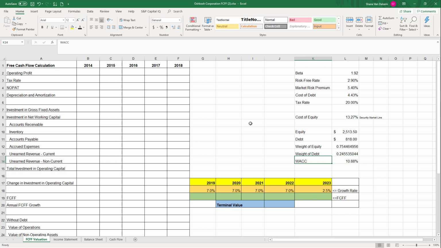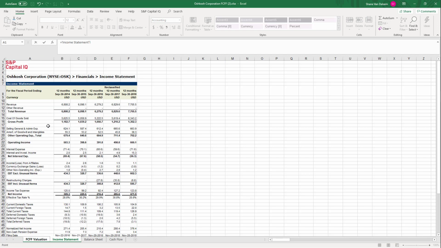So now let's go to the free cash flow calculation. And if you remember from the Coca-Cola valuation, what we put in here was the EBIT for the firm. So here I'm going to put in equals and go to the operating profit or operating income.